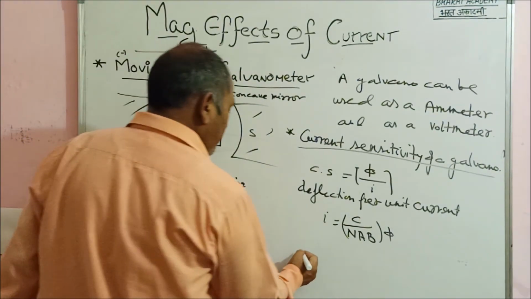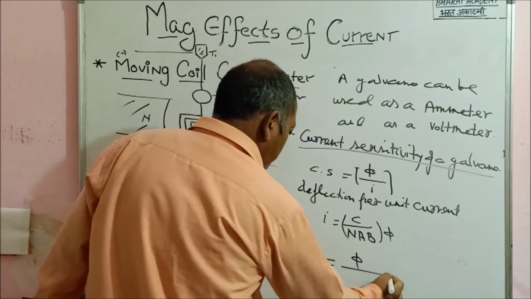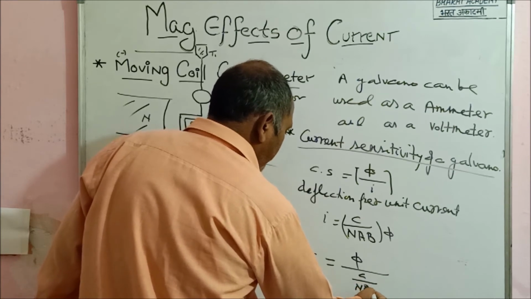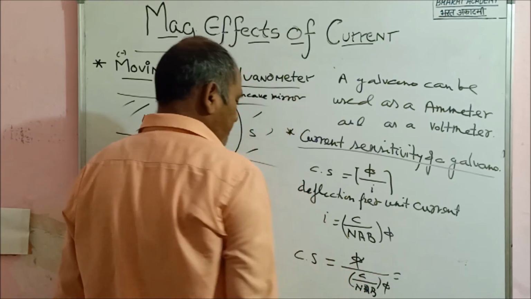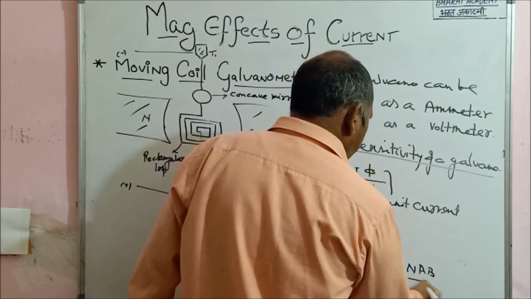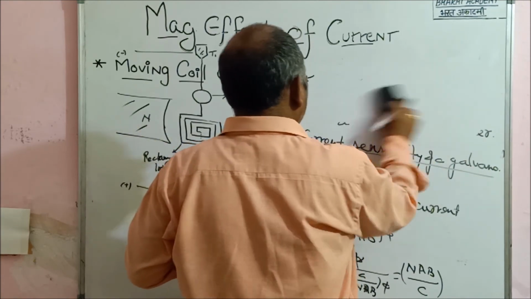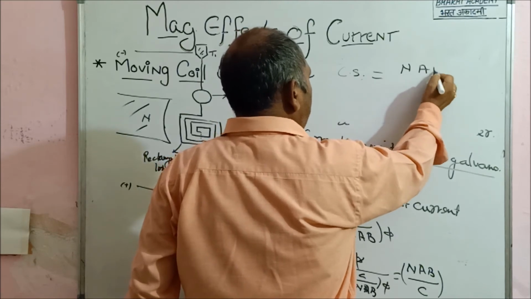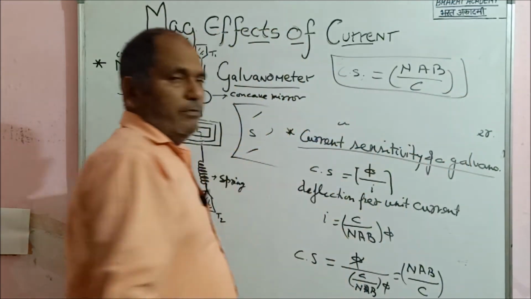So what we will get? Current sensitivity will become φ upon C upon NAB into φ. φ will be cancelled. We are left with what? NAB upon C. This is the key factor. The current sensitivity CS is NAB upon C. Now they are asking questions on this formula.